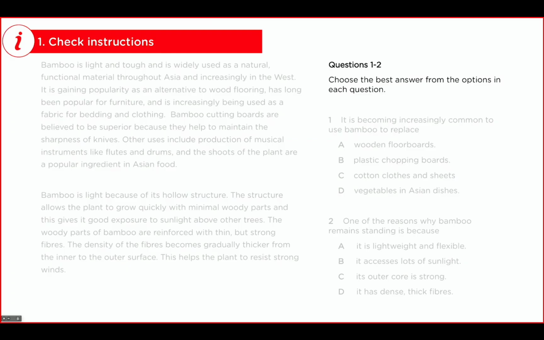So let's check the instructions. It says questions 1 to 2. Choose the best answer from the options in each question. Straightforward. So now we're going to read the questions and we're going to identify keywords. It is becoming increasingly common to use bamboo to replace. What's a good keyword here? Well, increasingly common, bamboo, and replace.